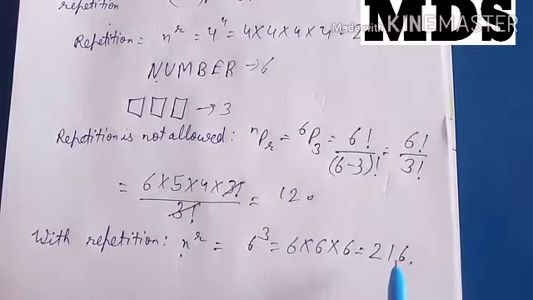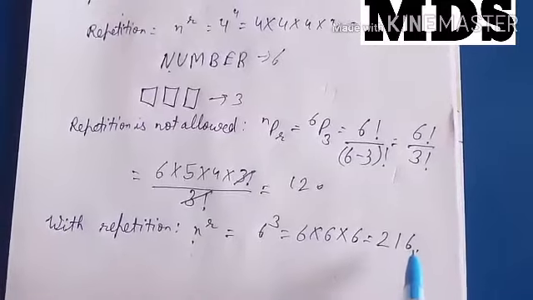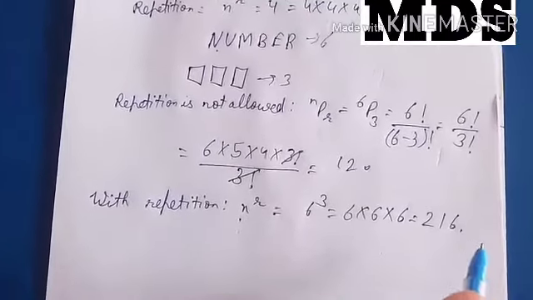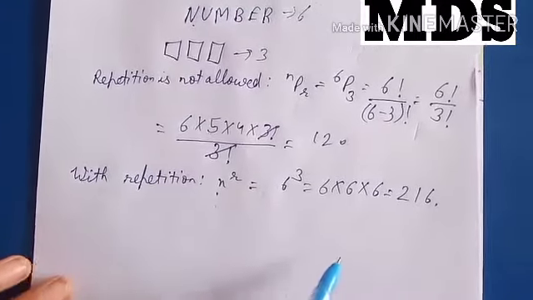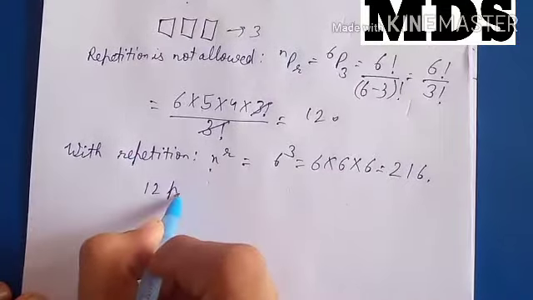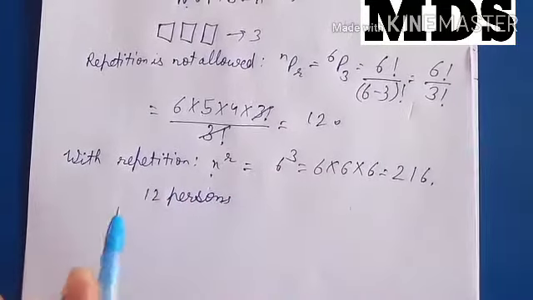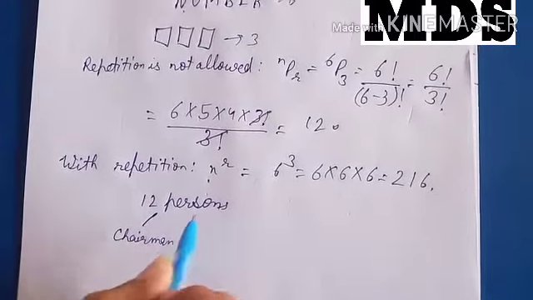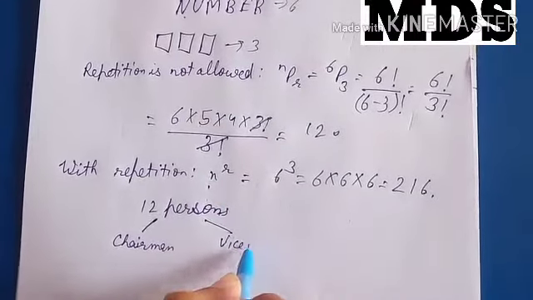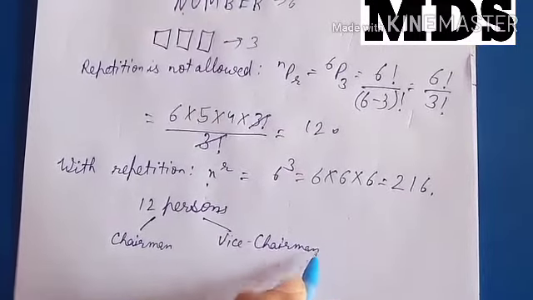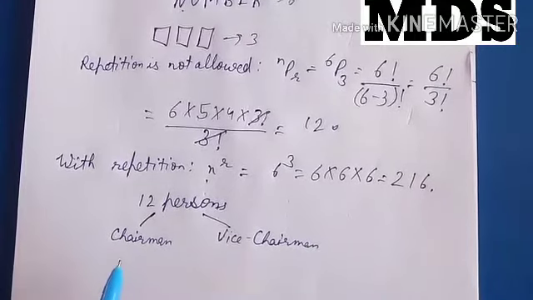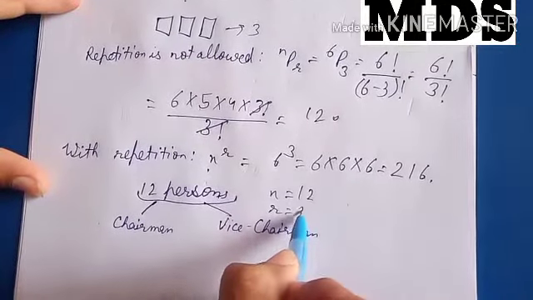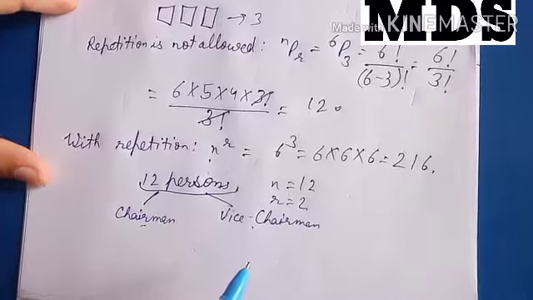Okay, now one more example they have taken is the number of ways in which a chairman and a vice chairman can be chosen from 12 persons. So they have given a group of 12 persons. From that 12 we have to choose one chairman and another vice chairman. So how will we take it? The total is 12, meaning n is equal to 12. r is 2 because we need only 2 of them. We are taking 2 objects at a time.